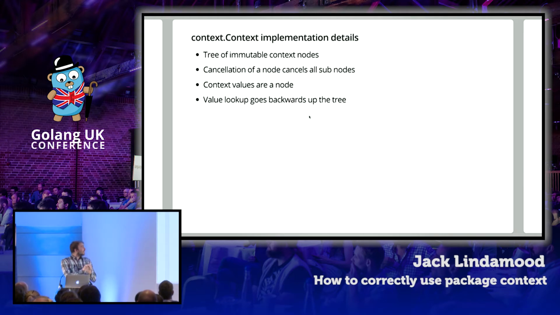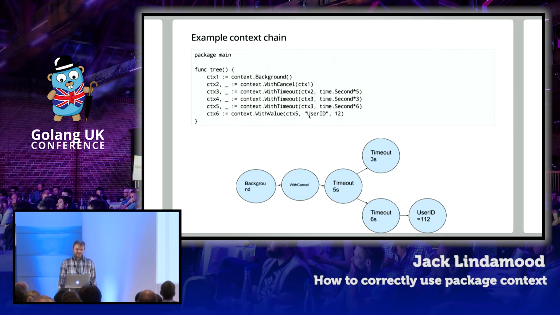So, context implementation details: it is a tree. A tree is a graph without cycles. A tree of immutable context nodes. Cancellation triggers down the graph, and value lookup triggers up the graph. I'll give you an example of one created.